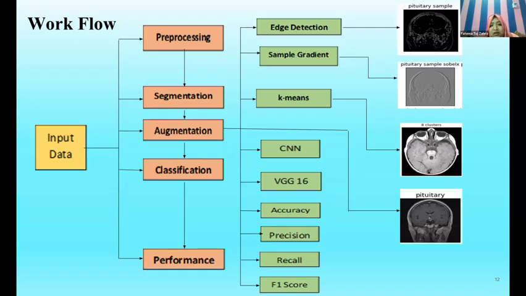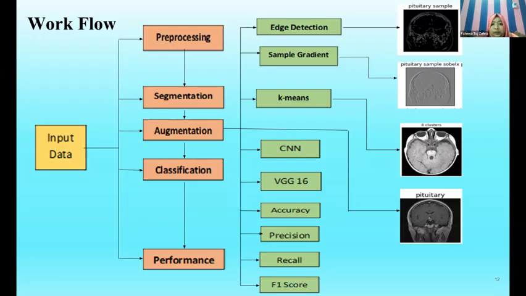In the augmentation process, different types of techniques have been applied like edge detection and small gradients, and we have used k-means clustering for the clustering part. And for classification, we have introduced our own CNN model and VGG16. Using these models, we have identified the accuracy, predicted the availability of a tumor in the person, and then we have calculated precision, recall, and F1 score.